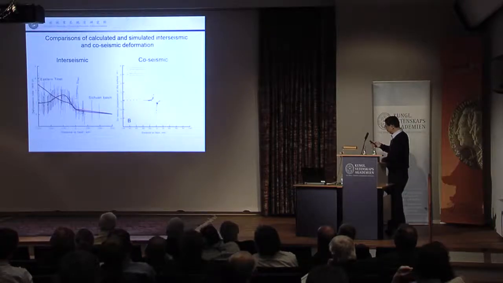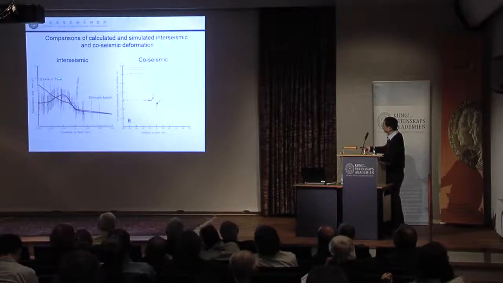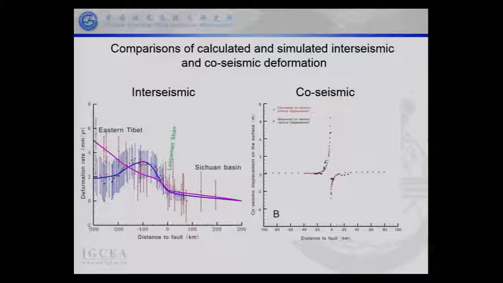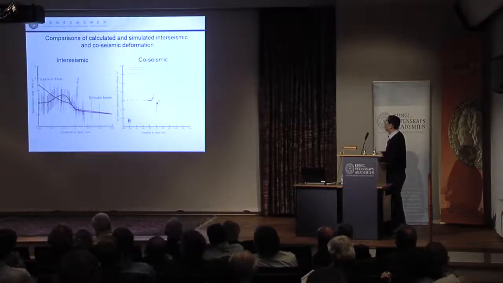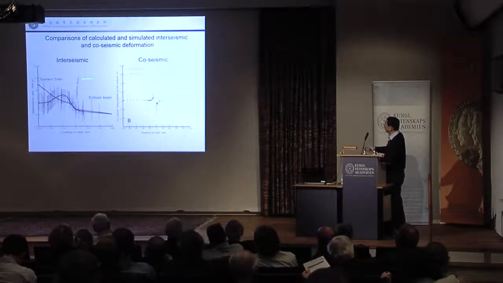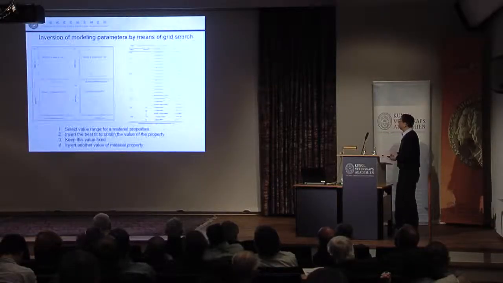We use the co-seismic vertical displacement and also the inter-seismic deformation. This is the vertical deformation across Longmen Shan, and this is the shortening from GPS. The vertical deformation is from repeated leveling, and the horizontal shortening is from GPS. So we use these constraints in our modeling, and these are the best results that we can simulate. It's not perfect, but it is acceptable, I should say.